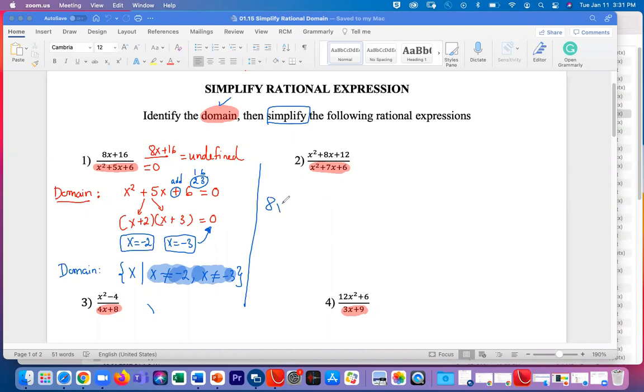This is 8x plus 16. Do they have anything in common? They both have 8, and x, and 2. So I'm going to circle my common factor. I will take the 8 outside.